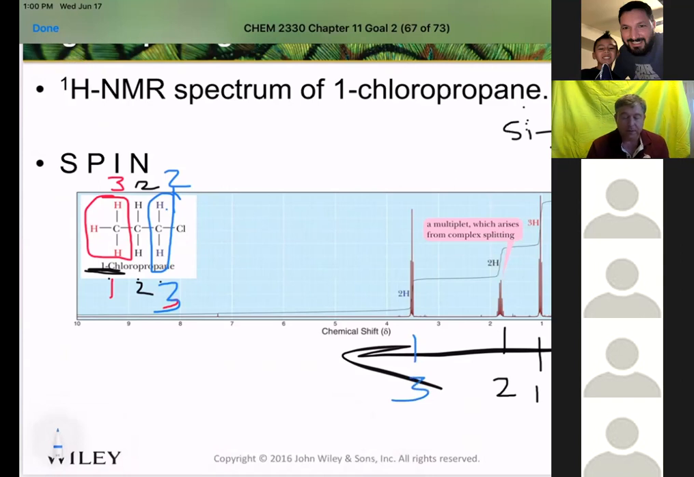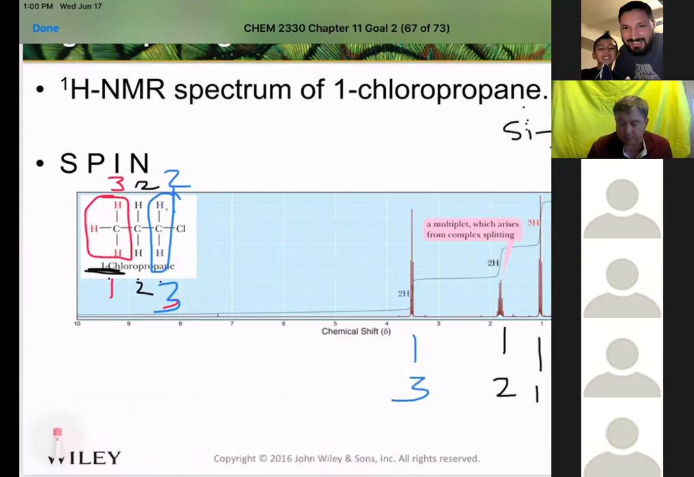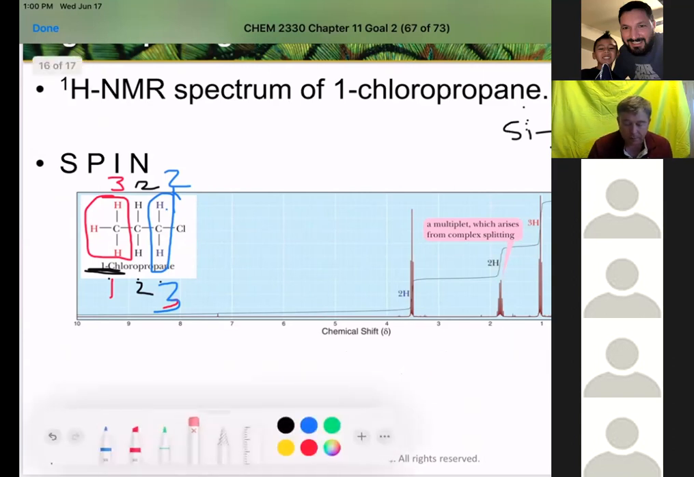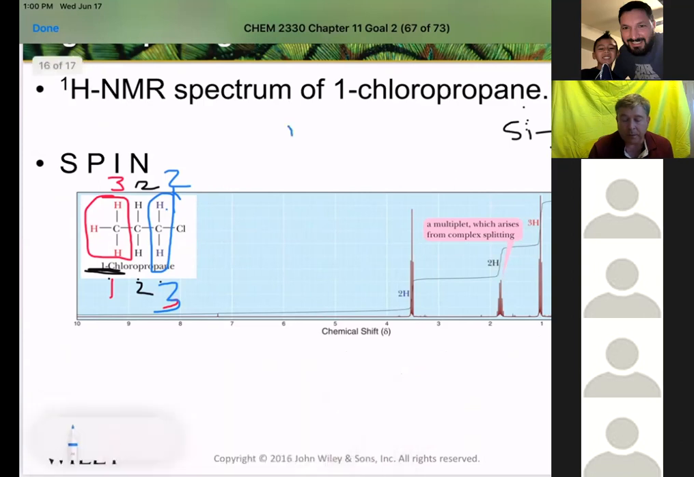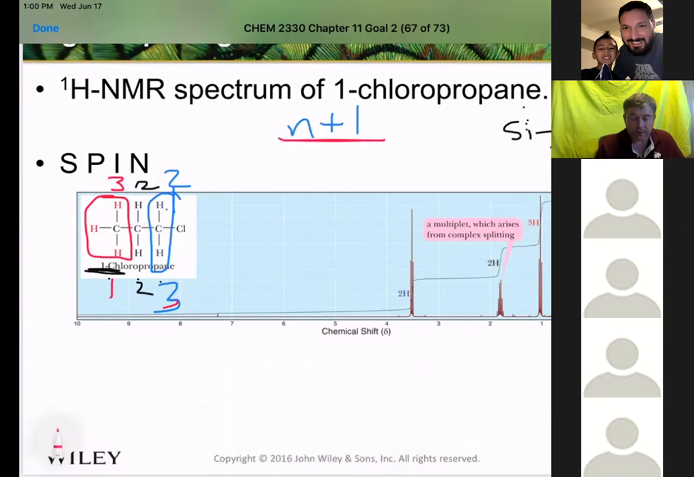Okay, so we have number of peaks, we have intensity, we have position. Now let's do our splitting. All right, so let's write our rule up here, N plus 1. Okay, so let's start with peak number 1 with our rule here. So we have 3 hydrogens here, but those 3 hydrogens are equivalent, so that's our 1, okay?